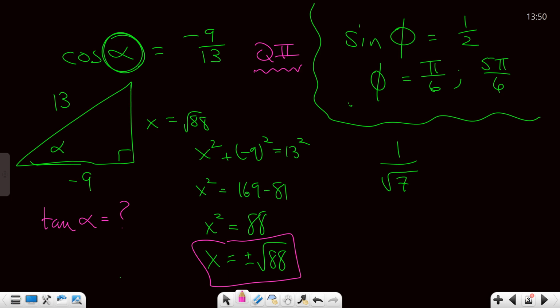Positive. I shouldn't have used X, by the way, because that's a little confusing. Let's pretend this was a K. K doesn't get enough love. So if we're in quadrant 2, the value of K should be positive, and therefore the tangent of alpha is equal to square root of 88 over negative 9. Good.